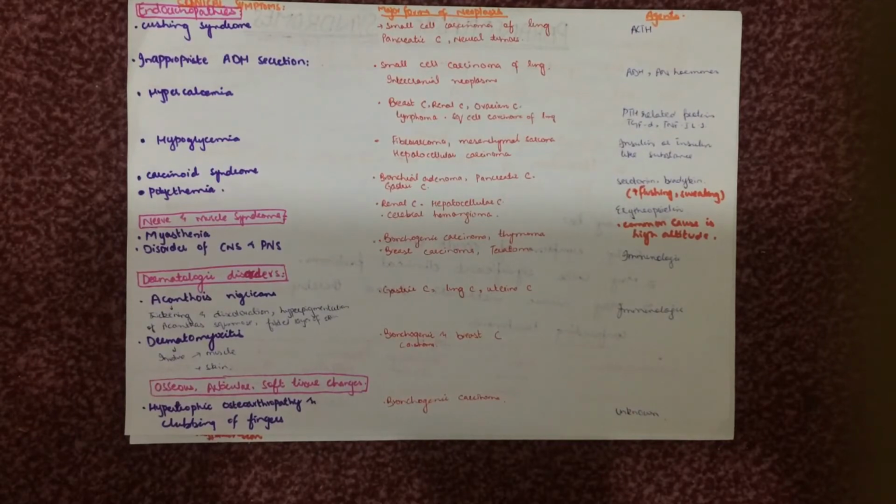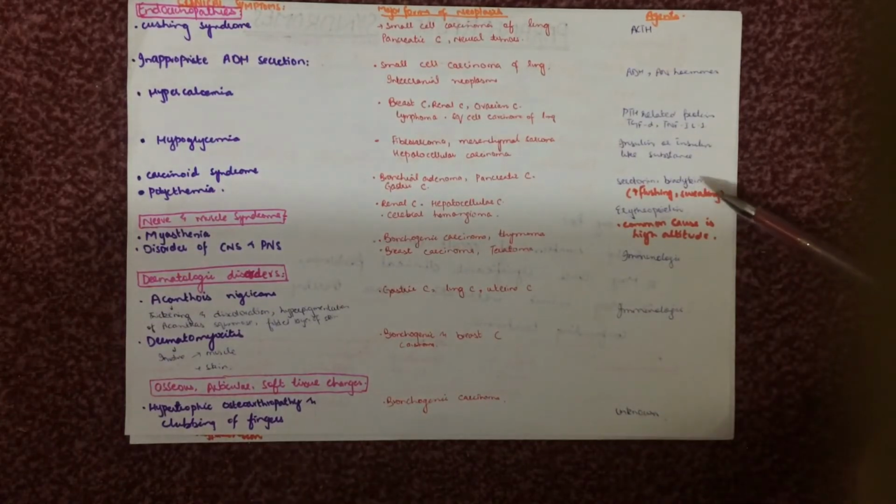Hypoglycemia, major forms of neoplasia will be fibrosarcoma, mesenchymal sarcoma, hepatocellular carcinoma, and the agent will be insulin or insulin-like substance. While in carcinoid syndrome, it is bronchial adenoma, pancreatic carcinoma, and agents are serotonin and bradykinin. One thing I would like to tell you, in carcinoid syndrome the patient will experience increased flushing and sweating.